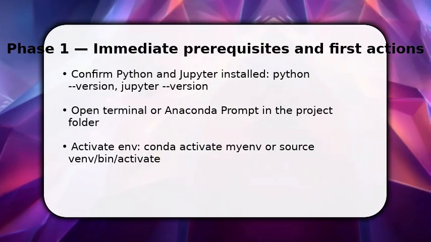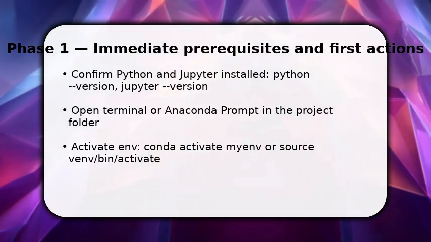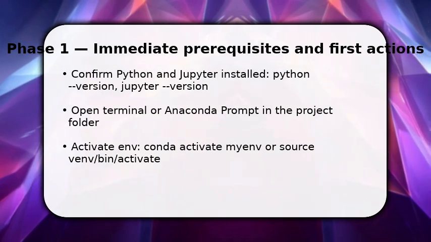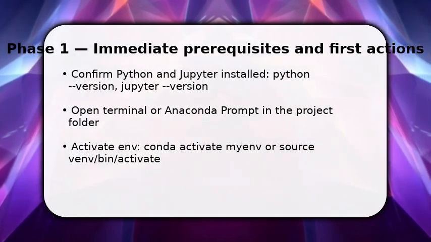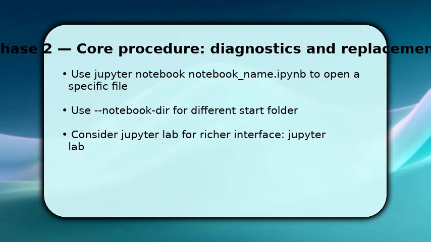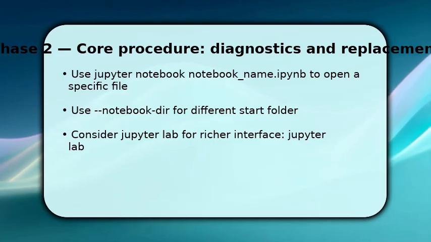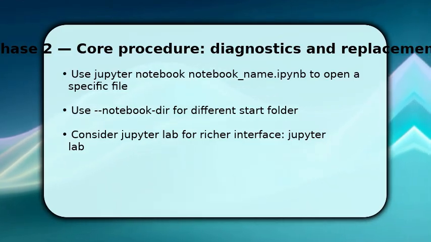Now type the simplest command to open Jupyter Notebook. It launches the server and shows files in your browser. You can open a specific notebook directly by running jupyter notebook name.ipynb. This bypasses the file browser and loads that file immediately.